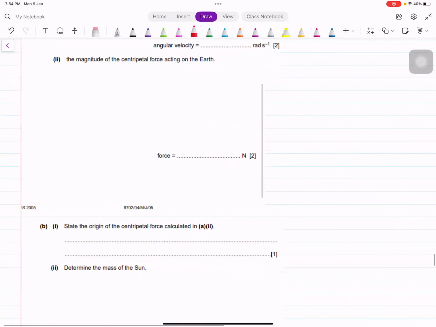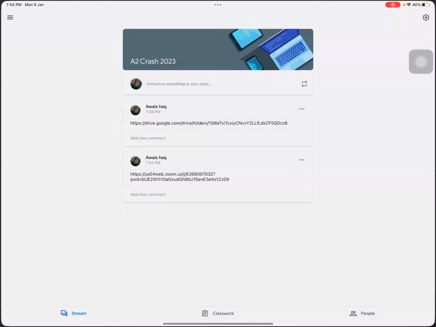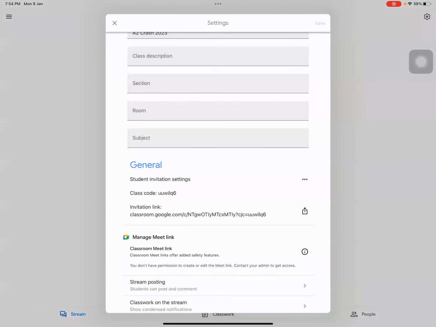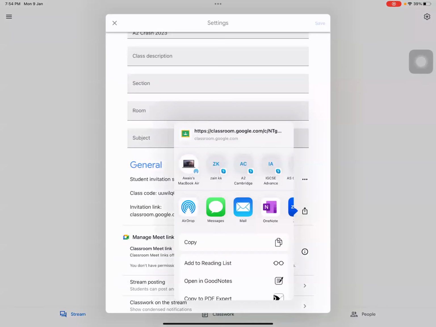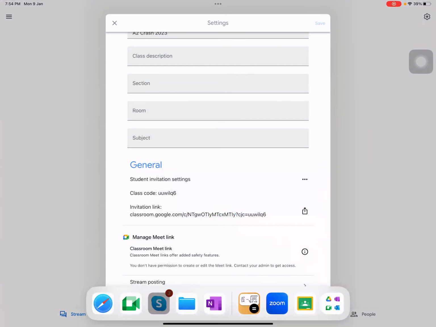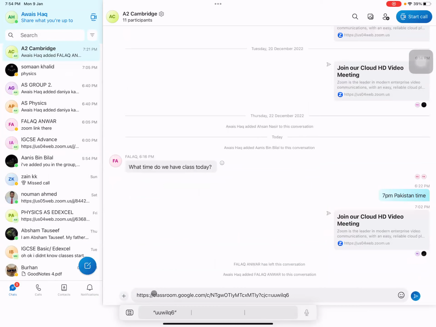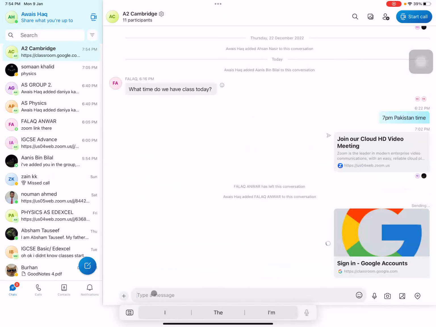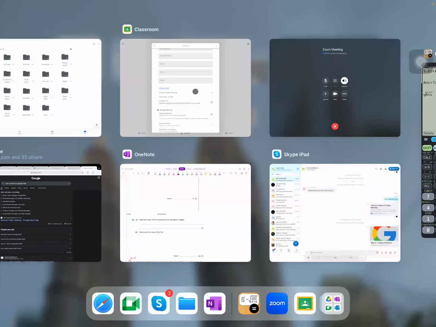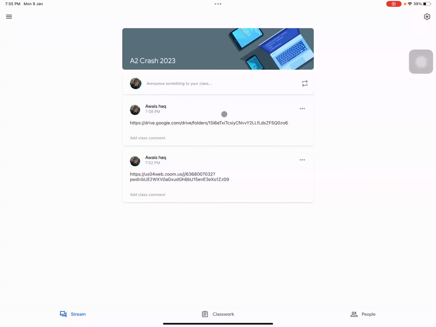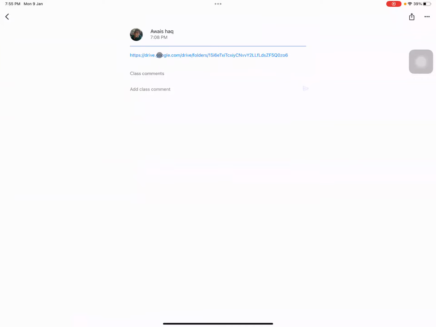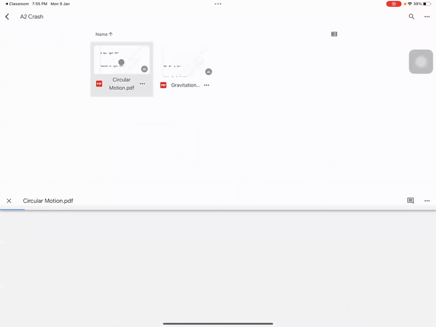Now, when you open the worksheet, those who have not joined the Google Classroom should join now. Should I just send it again? Wait, I'll send it to you on Skype as well. Those who come from Skype now, A2. So this is the class to Google Classroom. Falak, please look at this. When you go to Google Drive, you will have this file already.